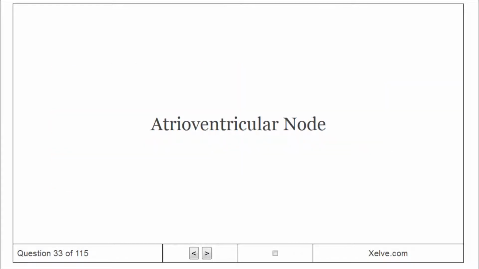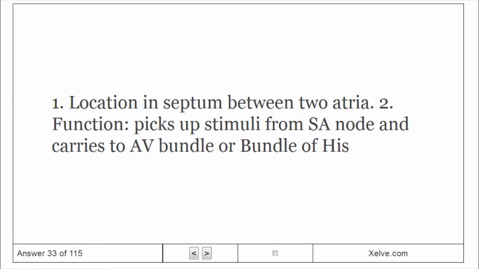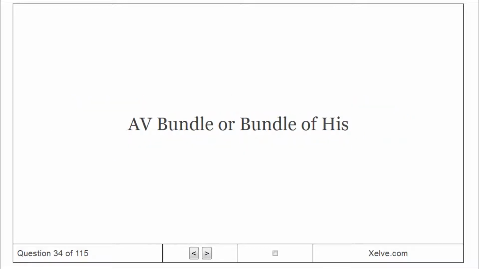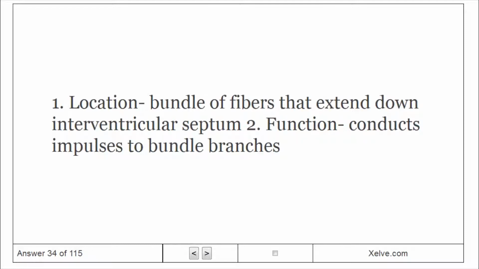Atrioventricular node. 1. Location in the septum between the two atria. 2. Function, picks up stimuli from the SA node and carries them to the AV bundle, bundle of His. AV bundle, bundle of His. 1. Location, bundle of fibers that extend down the interventricular septum. 2. Function, conducts impulses to the bundle branches.